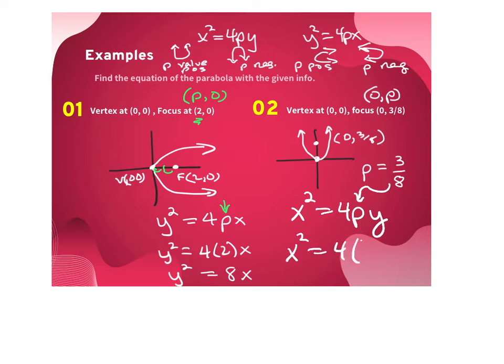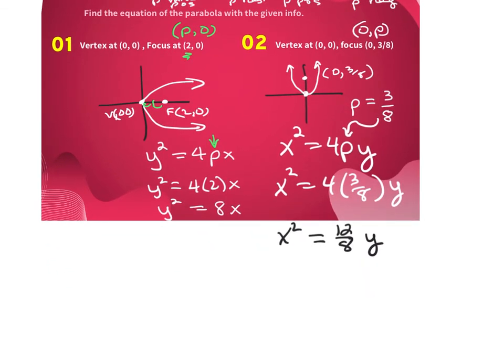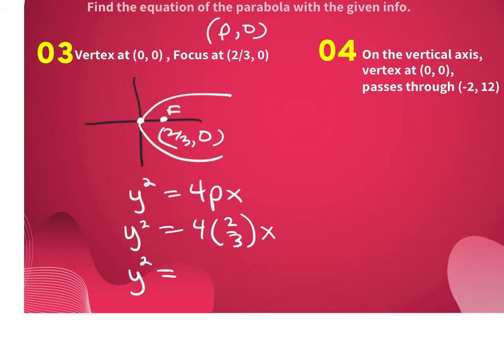So put in 3/8 for p, multiply 4 times 3/8, and my final equation is x squared equals 12 over 8. I do need to simplify this fraction. I can divide them both by 4, so x squared equals 3 over 2y, and you're done.